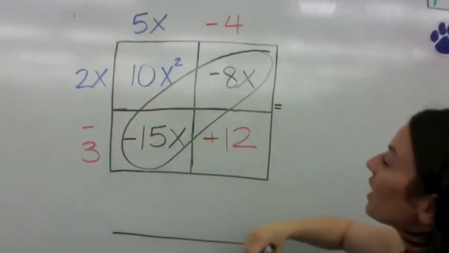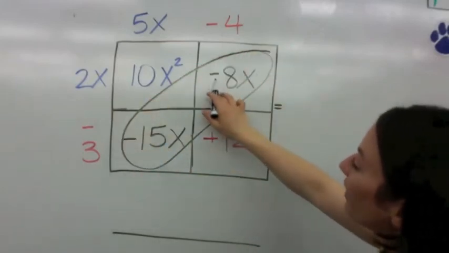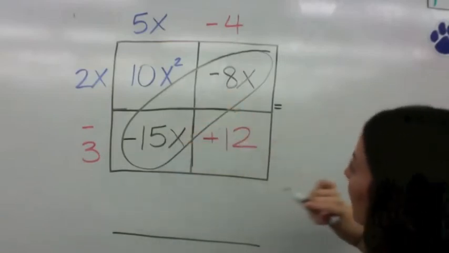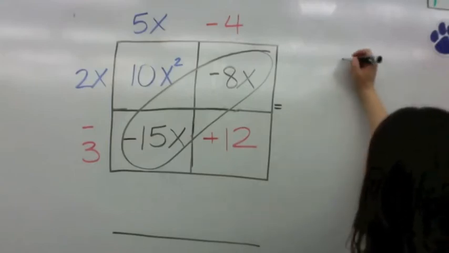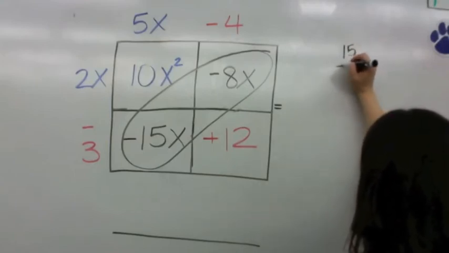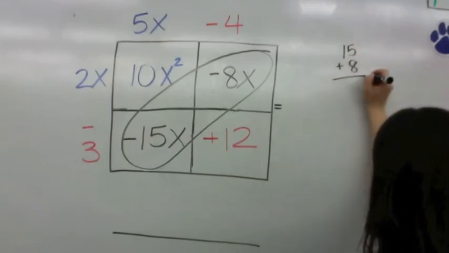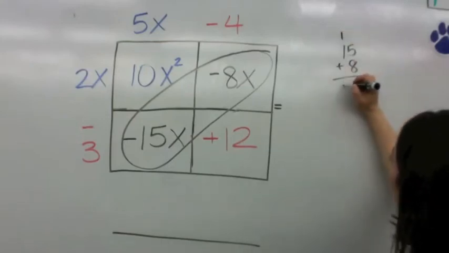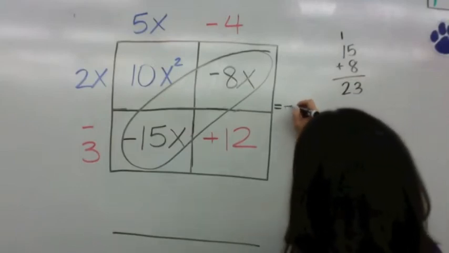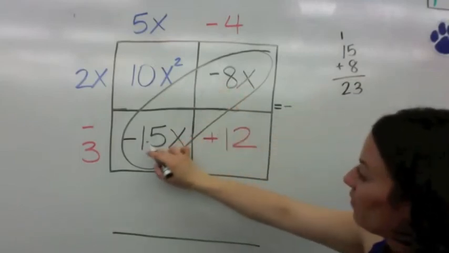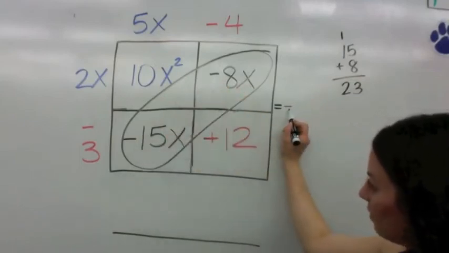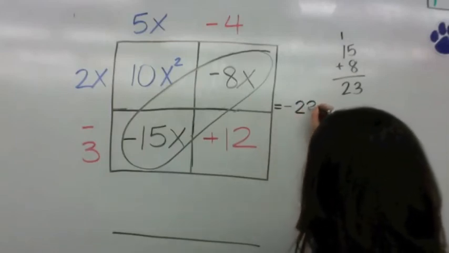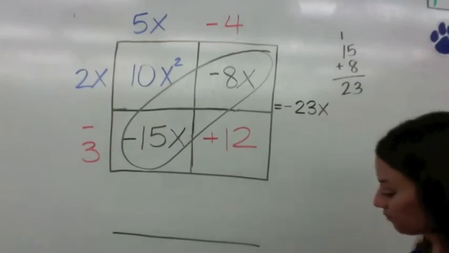And here you have two negatives. So remember, when you're adding negatives, they have the same sign. So you say same signs, add and keep. So we have 15 plus an 8. So 5 plus 8 is 13. Carry the 1, and 1 plus 1 is 2. So this will be negative because it's negative, negative. Same signs, add and keep. So it's negative 23x.